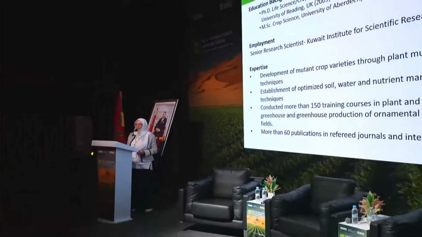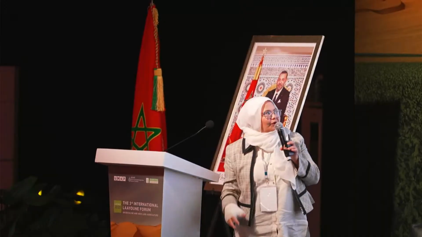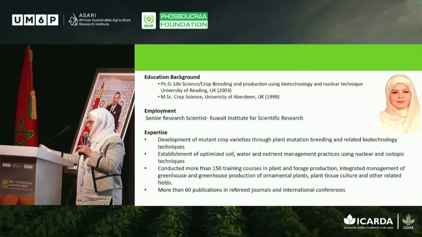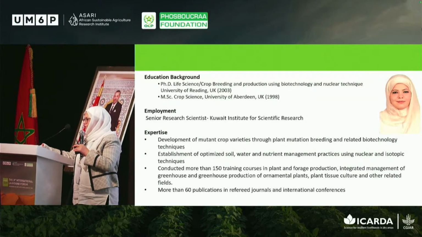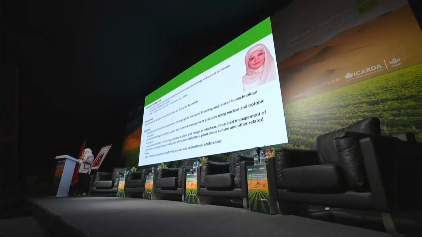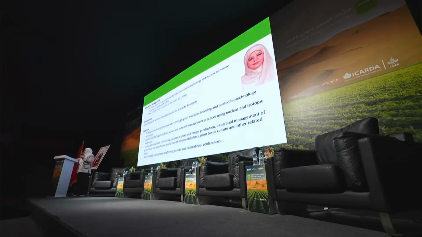I'm not only working in mutation breeding, but also on the use of smart agriculture. We are not only producing the varieties, but also trying to find the best method to grow these varieties under our climatic conditions. Mainly we are working on the establishment of optimized soil, water, and nutrient management practices using nuclear and isotopic techniques like N15 and other isotopes. I have published more than 60 publications in refereed journals and conferences.